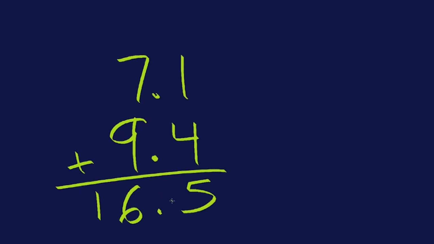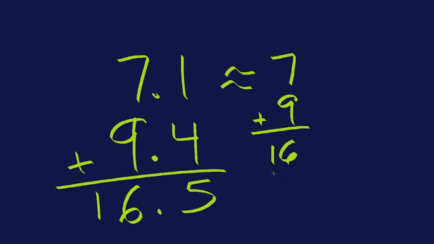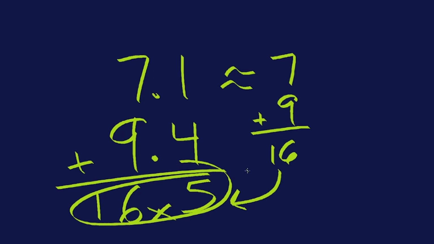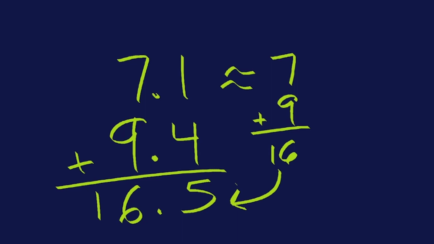And a great way that you can check this is by estimating. Let's find the numbers that are close to this that are easier to work with. 7 is close to 7, and 9.4 is close to 9. 7 plus 9 is 16, so our answer should be about 16, which it is. If we didn't have a decimal there, 165 is not about 16. So you can use estimating to check your answer.